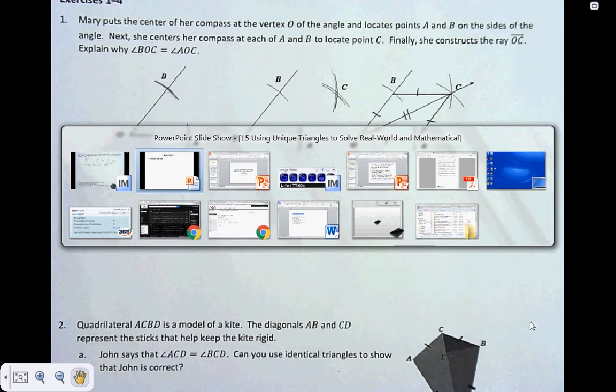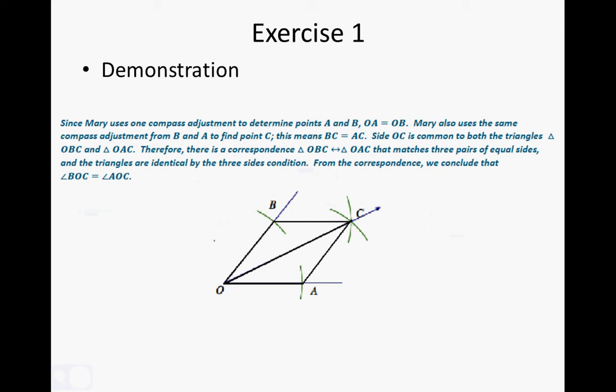So let's go ahead and switch back over. Since Mary uses one compass adjustment to determine points A and B, just like we said, OA is equal to OB. She uses the same compass adjustment from B to A to find point C, which means that BC is equal to AC. The side OC is common to both triangles, so triangle OBC and triangle OAC. Therefore, there is a correspondence that OBC corresponds to OAC, and that matches 3 pairs of equal sides. So since we know we have identical triangles, therefore we know the angle BOC has to be equal to AOC.